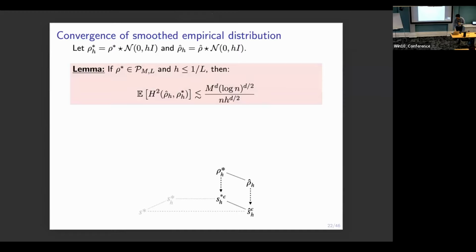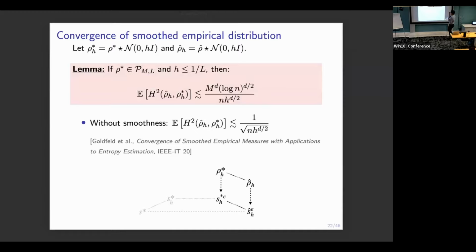And this is actually a classical problem. The previous results that we found in the literature did not assume smoothness, and the result was something on the order of 1/√n times bandwidth to the d/2. This was from the paper by Goldfeld et al. And what we needed to get the matching rate was something fairly better.